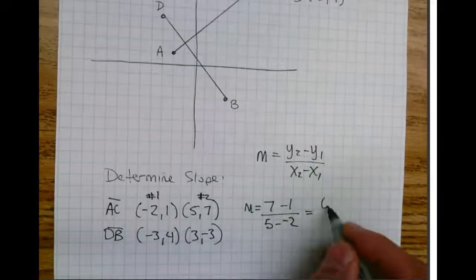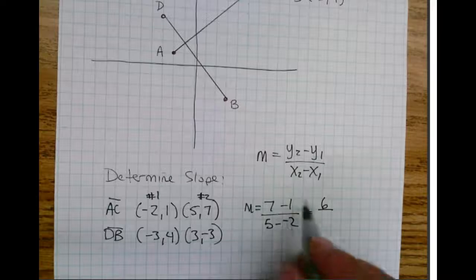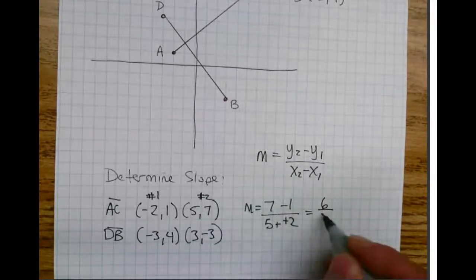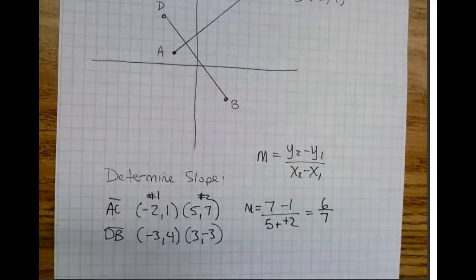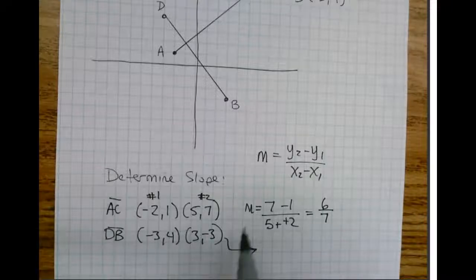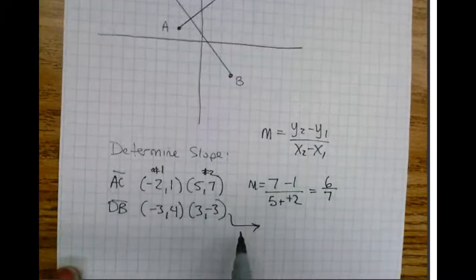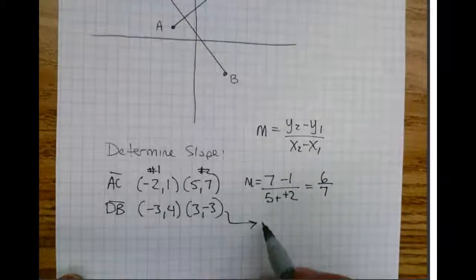And then we're going to figure that out. So 7 minus 1 is 6, and then this is actually going to be added. It's going to be 5 minus a -2. We change the sign and add. So it's 6 over 7. That's the slope for that one. We then do the slope for this one down here. We'll say again this is 2 and 1. It doesn't matter really, but we'll stay with the same method we've been using.